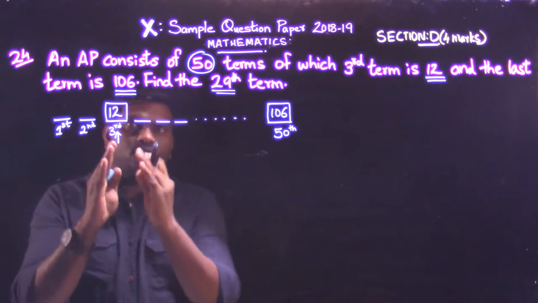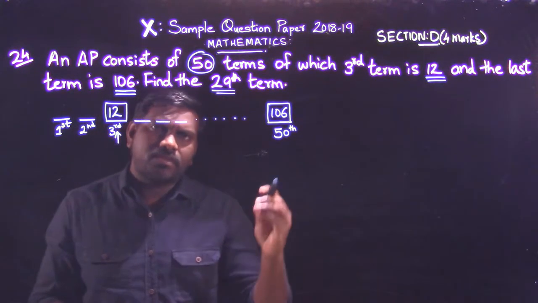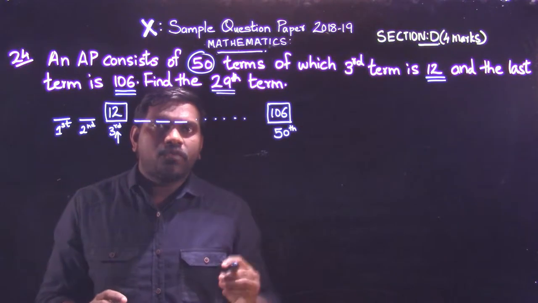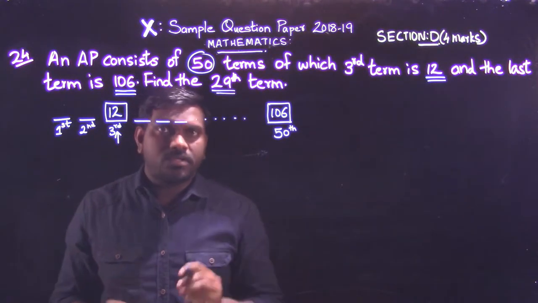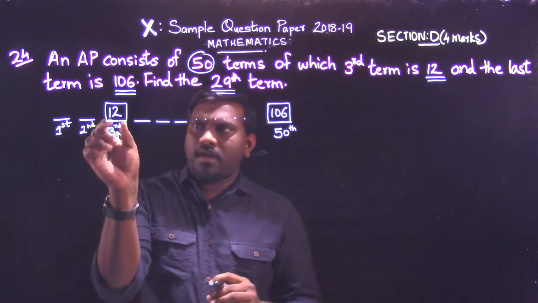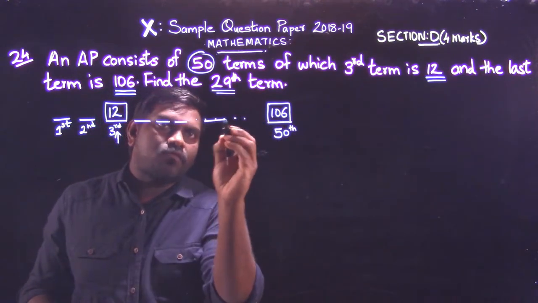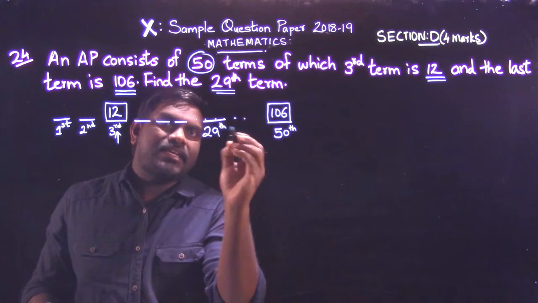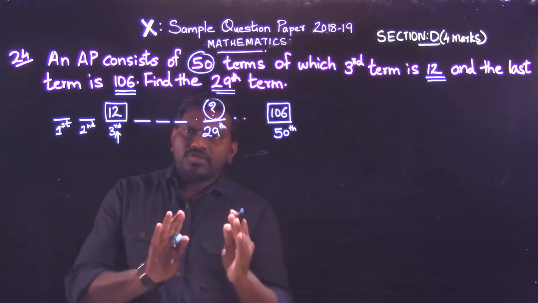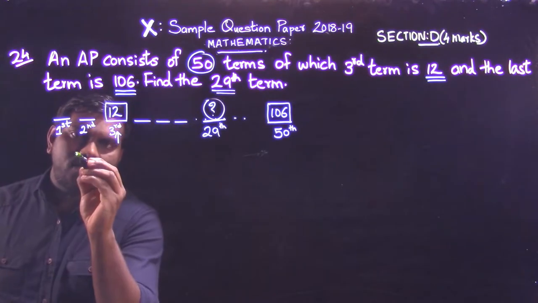When you have questions like this in AP, you have several equations or several formulas inside AP. So the prime thing for you to do AP questions is to know the formulas well, and you need to know where to use those formulas. As in this question, I know the third term is 12. I know again that the last term is 106, and what is asked to find is somewhere over here, the 29th term. That is what they have asked to find. So for finding the nth term, we have a formula which everyone knows, I think. And if you don't know, keep it in your mind.